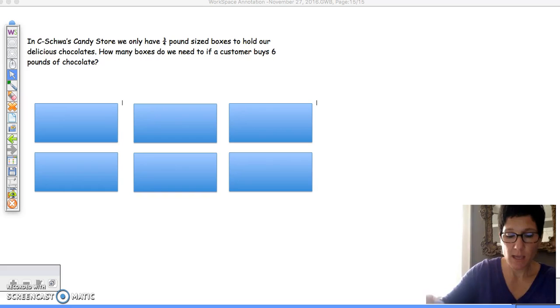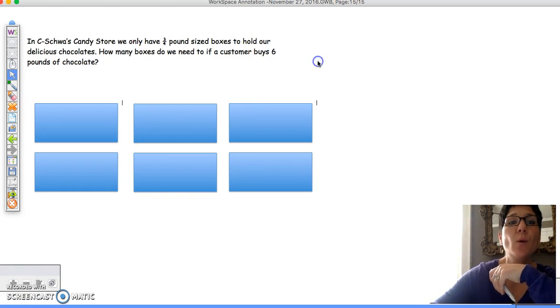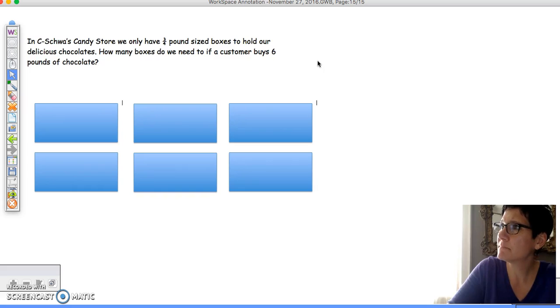But anyway, here we have ourselves a problem, and it says in Sichua's candy store, we only have 3/4 pound size boxes to hold our delicious chocolates. What does that mean? Think about that. We only have 3/4 pound size boxes to hold our delicious chocolates. So that means how much can we actually fill in one box? And I hope you said 3/4 of a pound.